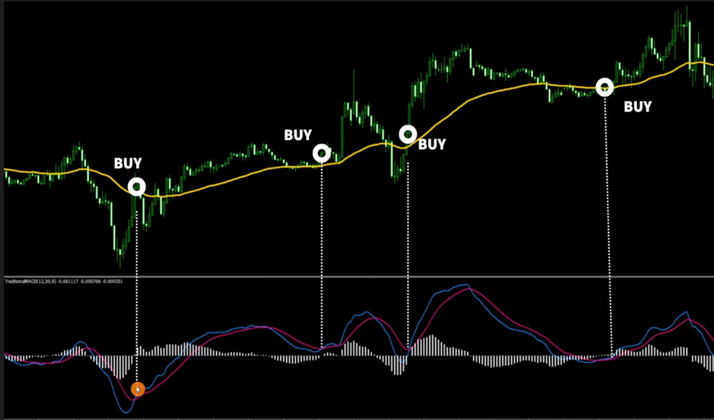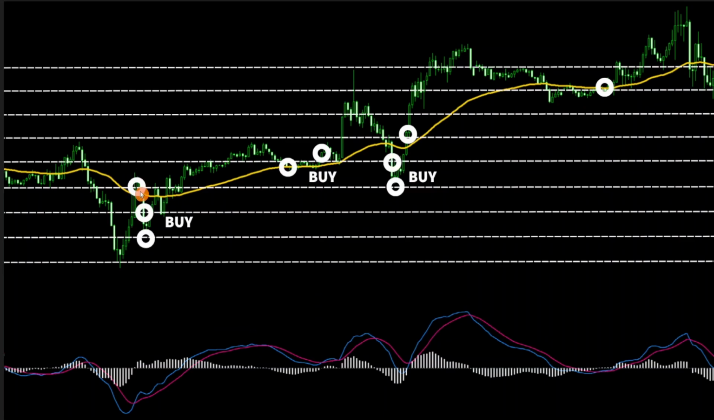Here is a typical buy signal situation. Look here, the fast line of the MACD, in blue, crosses above the signal line, in red. This indicates an upside potential. We verify that the price is well above the 50-period moving average, confirming the uptrend. In this case, we place a buy order here.